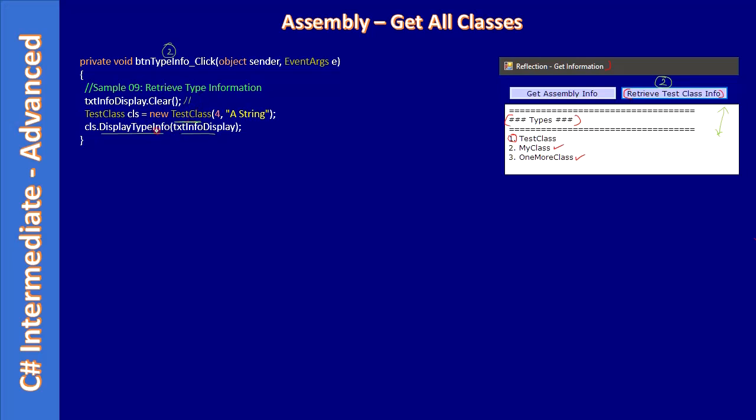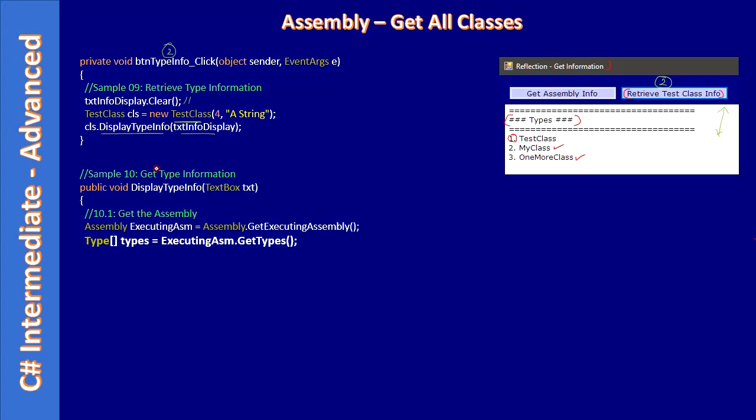We should have written this as a utility method so that it is applicable to any class. But when we implemented it, we kept this as a member method of test class. But still it retrieves all other class information inside the DLL. So we are making a call to display type info, right? So that's the method definition here.